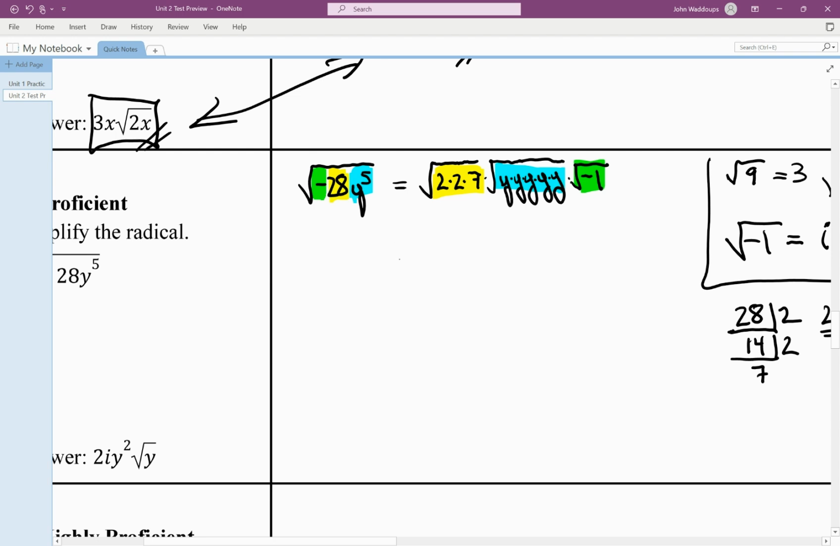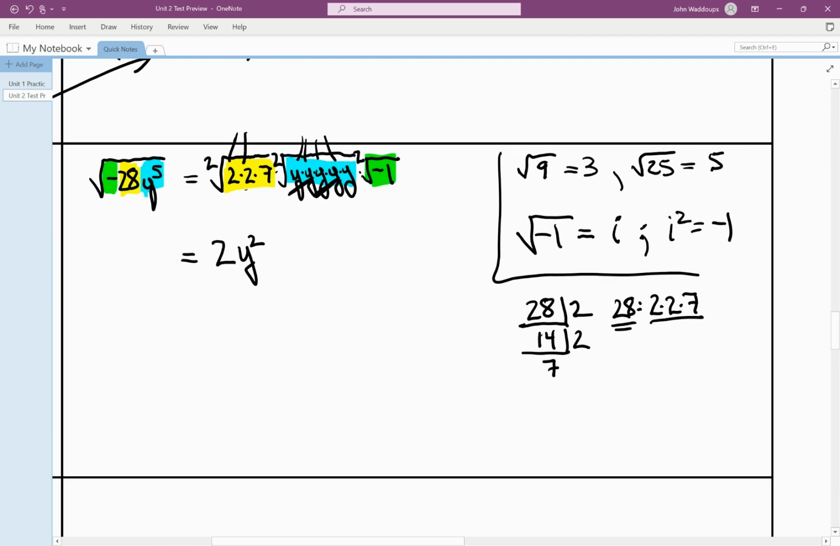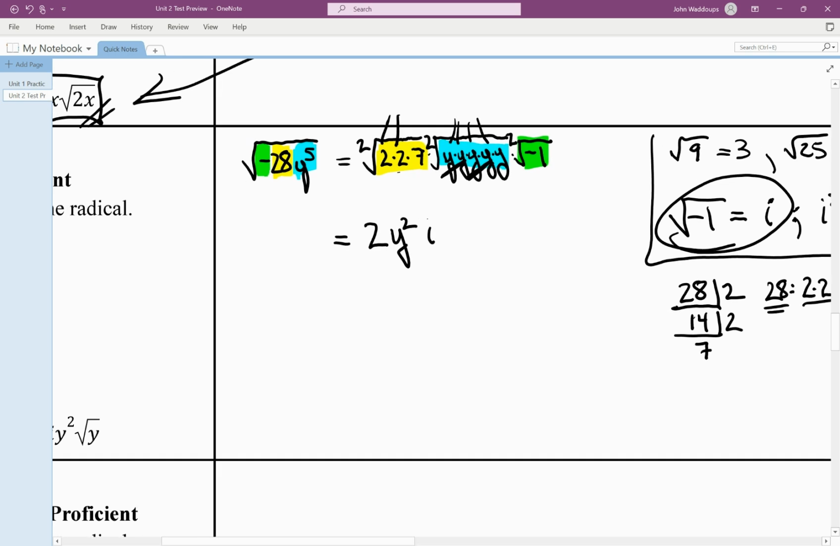So what have I got? Well, remember the index of each of these is 2. When there is no index, we know the index is 2 because we say what number times itself 2 times gives these numbers. I've got 2 2's, so that's going to come out as a 2. I've got one pair of y's and another pair of y's, so each of those is going to come out as a y. y times y is y squared. Check, check, check. And then the square root of negative 1, as we just discussed, is i.